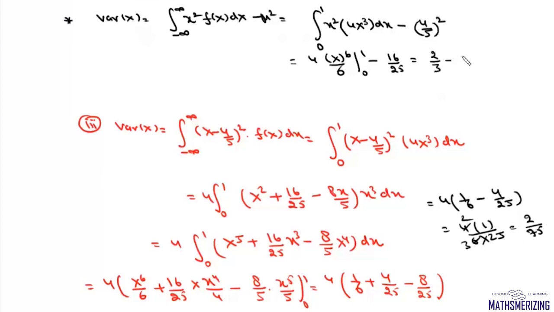So this value is 2 by 3 minus 16 upon 25. Now this is 50. 50 minus 48 is 2, and here this is 75. So again we'll get this answer as 2 by 75. So variance of this function is 2 by 75.